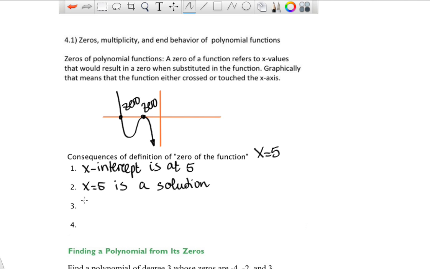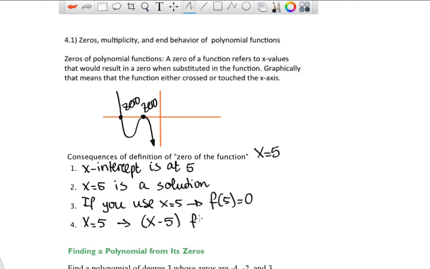That means that if you use x equals 5, then f(5) will give you a value of 0. And if x equals 5 is a zero, then we also know that x minus 5 must be a factor of the original function. So all these are sort of based on the definition of what a zero means.